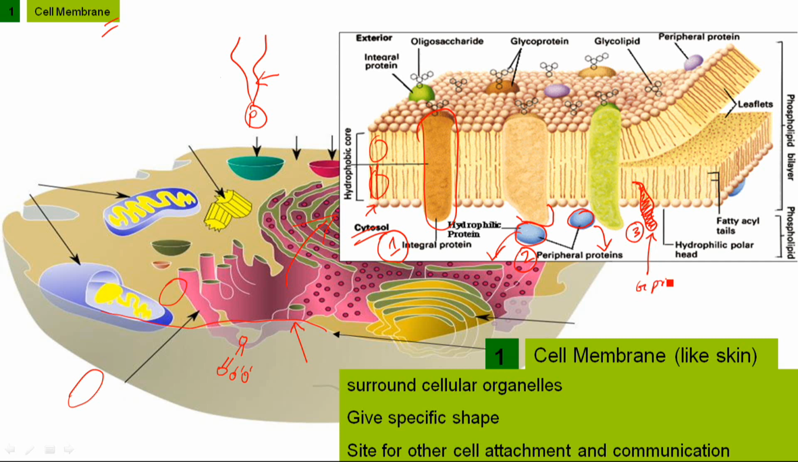For example, the G protein is a lipid attached protein. The main function of the cell membrane is to surround the cellular organelles and give a specific shape to the cell, and the cell membrane is the site for attachment and communication with other cells.